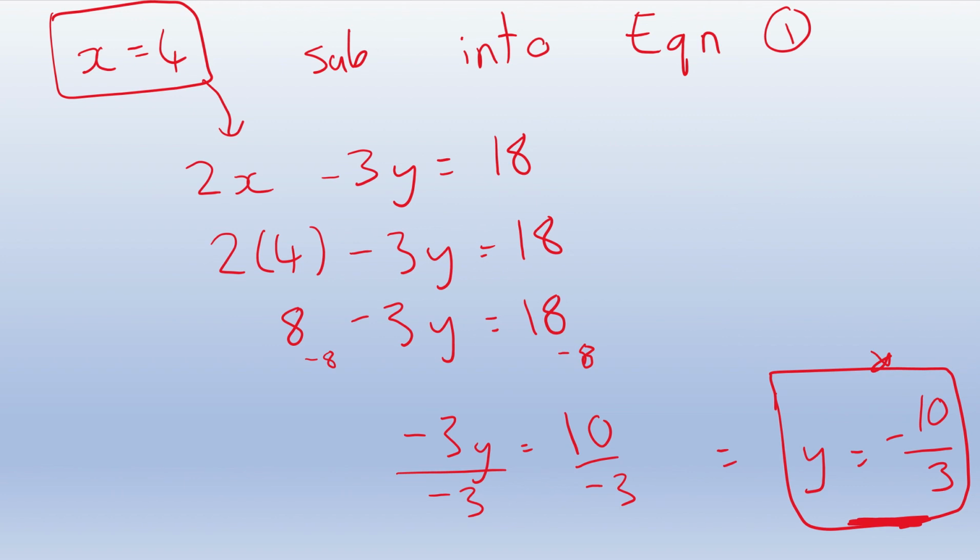So right now we've got our answer y is equal to minus 10 over 3, and we also have our answer, what did we find out? X was 4. So right now you've gotten your 10 marks.